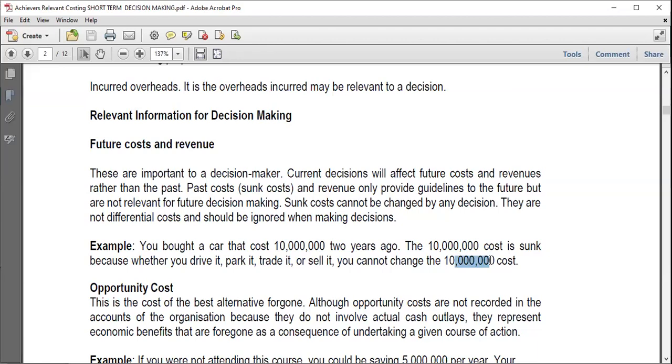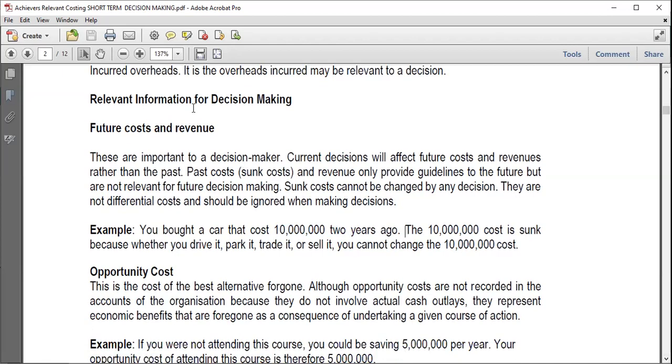So it's very important. It's just like you have this car and you're now making a decision either to use it for driving, or to trade it, you get it. Now, all these will be sunk because you already incurred the value. You cannot reverse this cost.